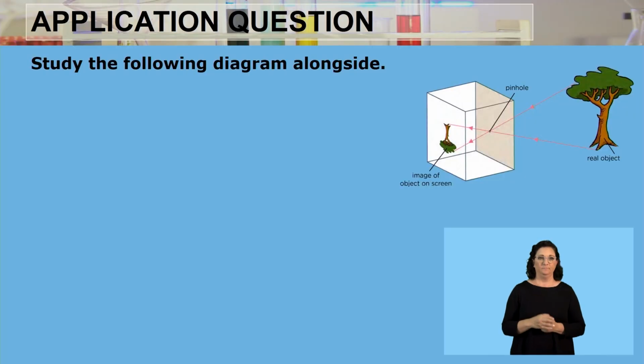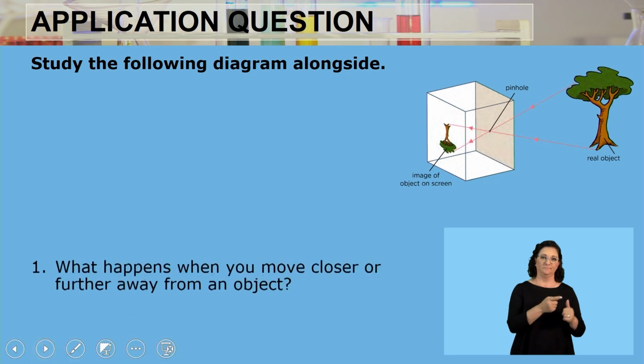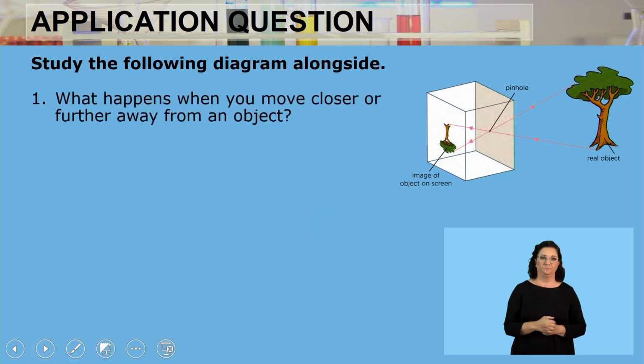Welcome back. Now, as we have said, we're going to be moving on to our application questions. And remember, they are still based on the visible light. So now we are supposed to study the diagram that is alongside and then answer the questions that follow, obviously. So the question is, what happens when you move closer or further away from an object?